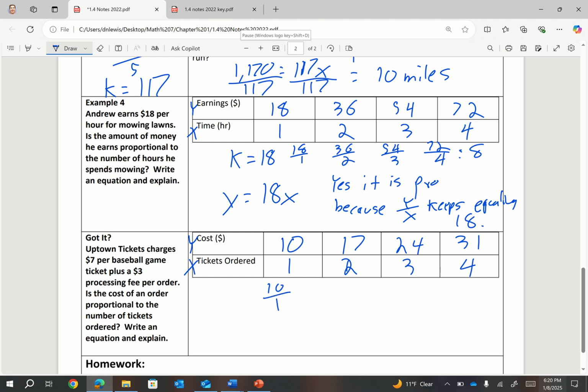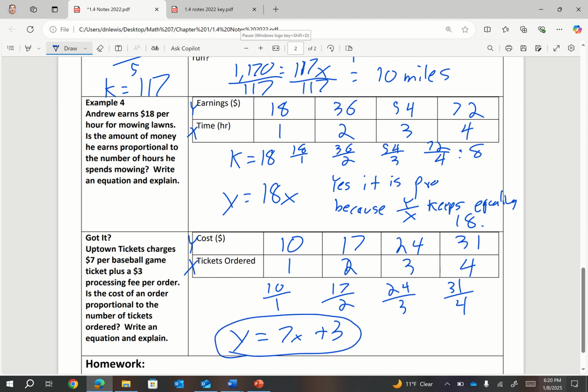Then we're going to put our y over our x and see that those will not equal the same thing. So the equation is actually going to be this. More on that later. Don't worry about it right now. We'll just say no, it is not proportional because y over x is not equal.